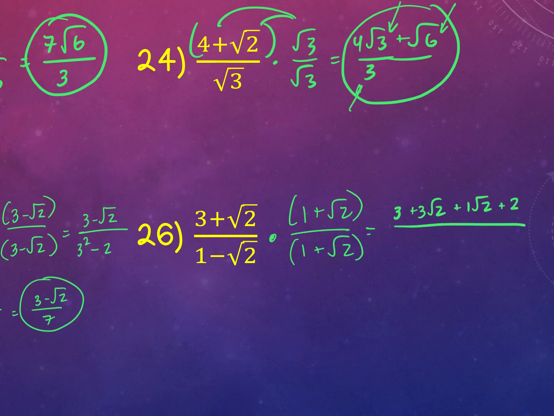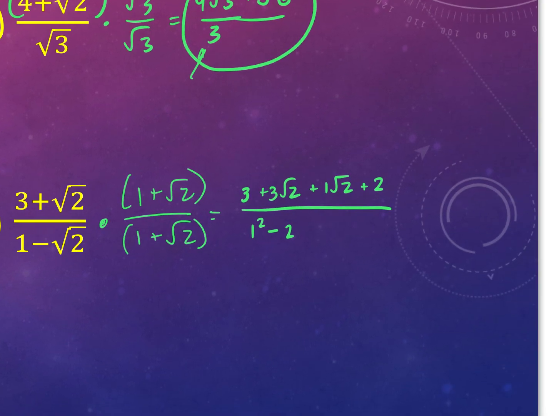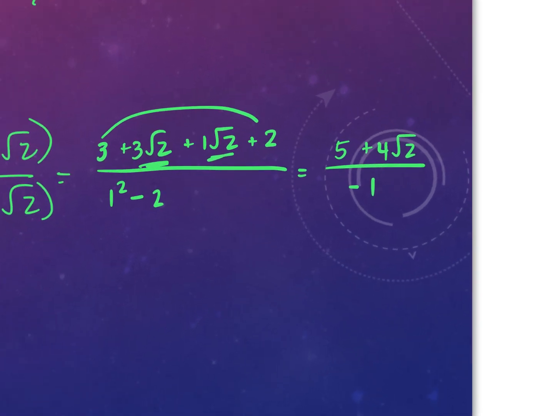And my denominator is going to be, again, first number squared minus the second number squared. And so I'll just simplify here my final. So 3 plus 2 is 5. These two are actually like terms, so that's going to be plus 4 radical 2. And 1 minus 2 is negative 1. Now here, that's one way to leave the answer.